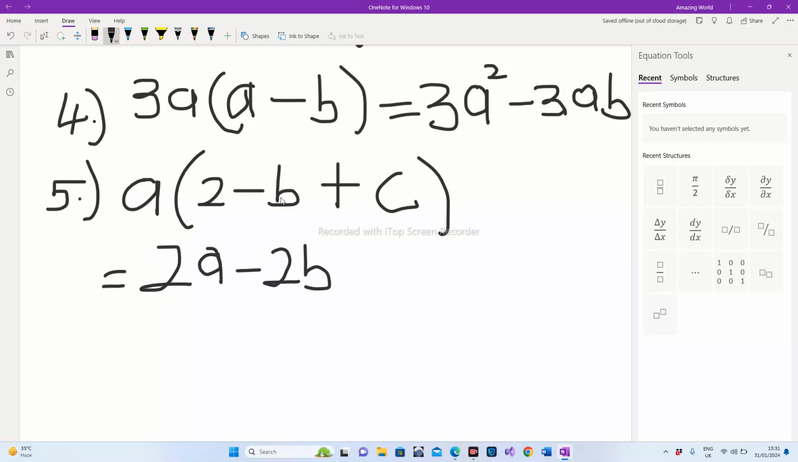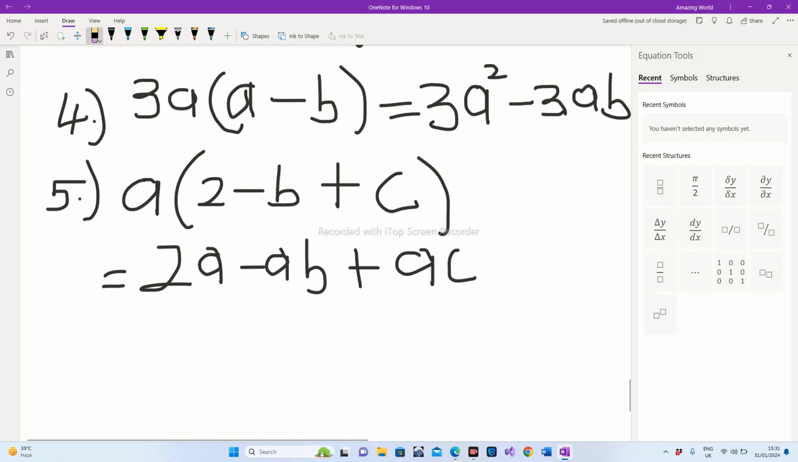Okay, sorry, I made a little error there. So I come again. a times 2 gives me 2a, then a times negative b will give me negative ab, then plus a times c will give me ac. So I'll run through it again. a times 2 gives me 2a, a times negative b will give me negative ab, and a times c will give me positive ac. I hope that is well understood.